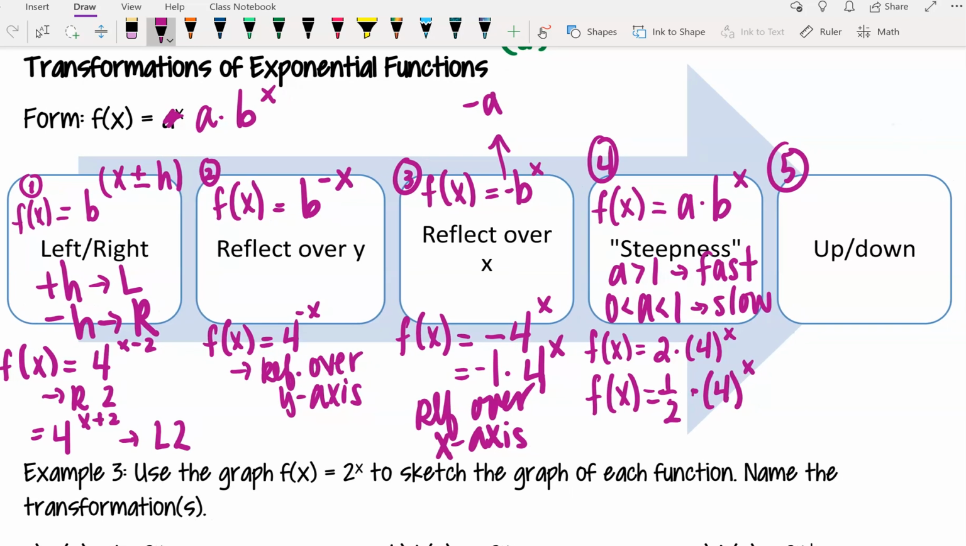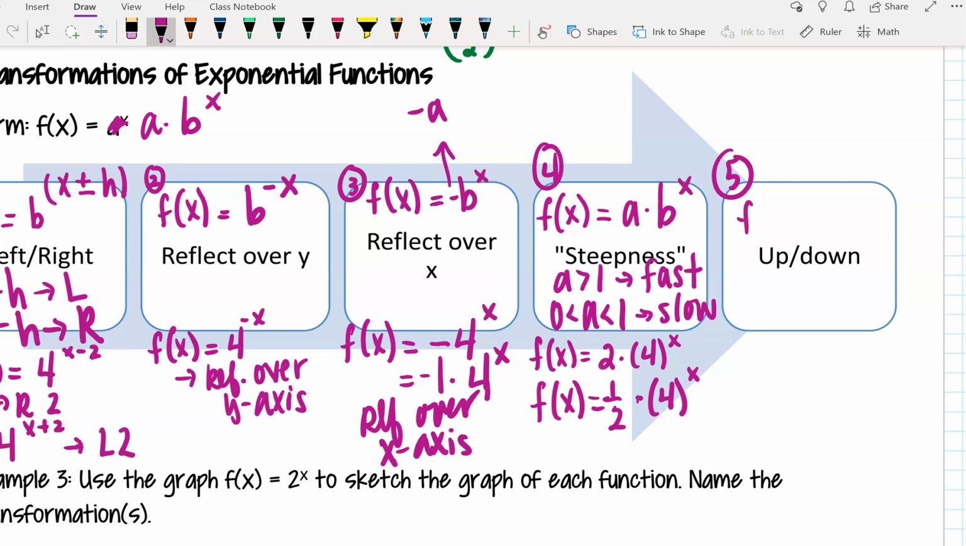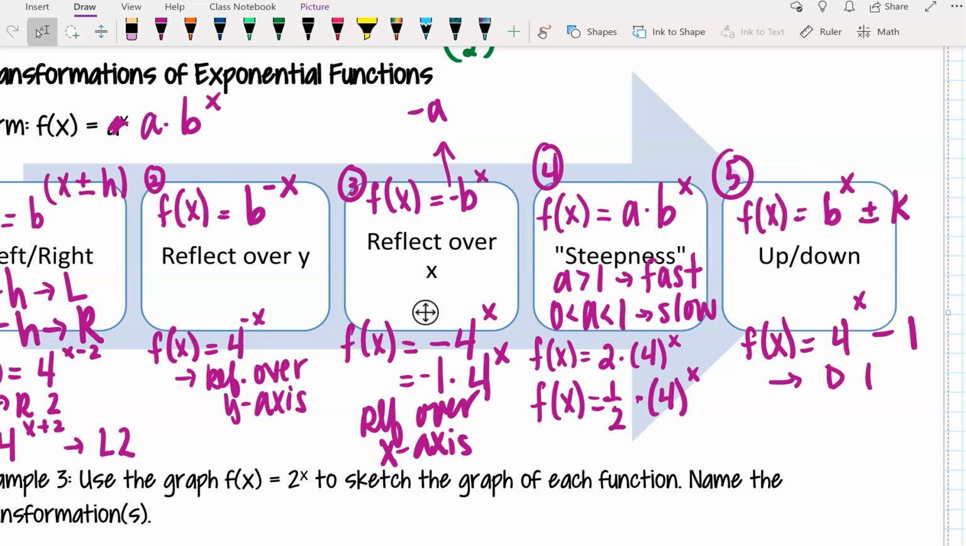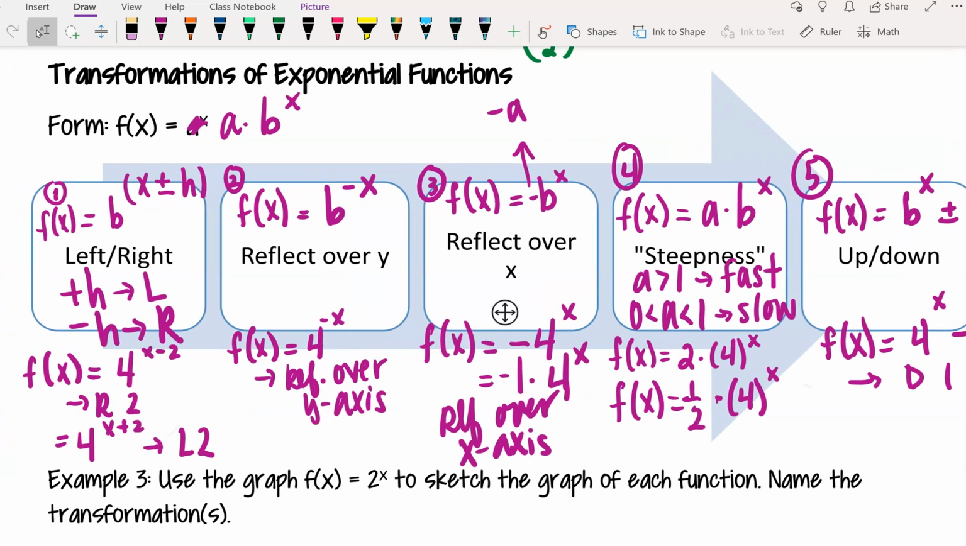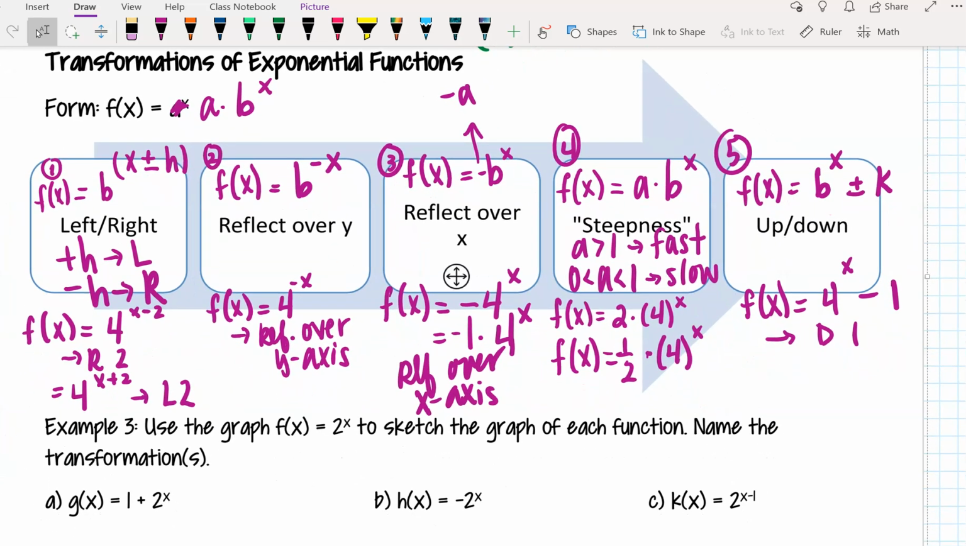Okay. And the last one is your shift up and down, your vertical shift. So if you have f of x and we have b to the x, if we have an a, that's fine, but we're going to leave it alone. And then you have plus or minus some number, and we'll leave it as k because that's what you're used to seeing. So here, if we left our function as 4 to the x, and we'll just say minus 1, that means you're going to go down 1. Okay? Just like your transformations have always been. That's no different. The steps are still the same, the process is still the same, except now we have exponentials.